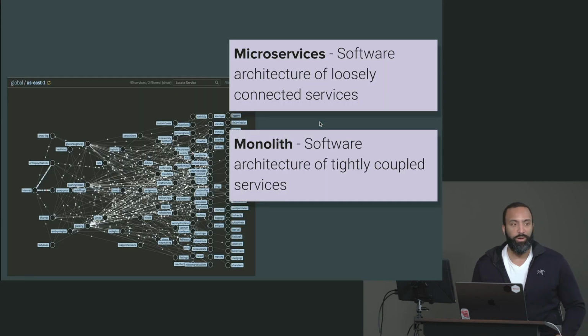Most of you have probably heard of the microservice architecture. It's a software architecture of loosely connected services. The opposite of the microservice architecture is the monolith. That's just one giant PHP file or one giant PHP repo, or Python and Django is usually a popular one. You can do everything in Django. Or you can have a mix of both. You can have a monolith that connects to a bunch of microservices, things like that.